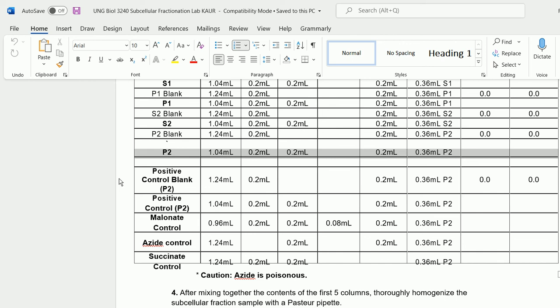Now malonate control: malonate is basically a competitive inhibitor for the enzyme succinate dehydrogenase, which means that malonate and succinate compete for the active site of the enzyme succinate dehydrogenase. So when you add malonate, malonate is a competitive inhibitor for enzyme SDH.